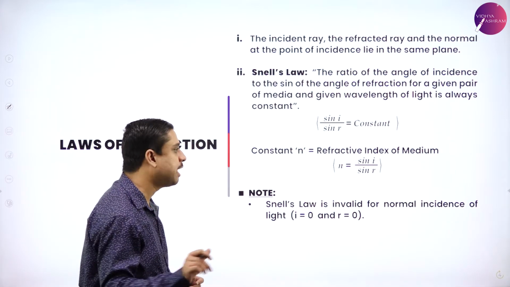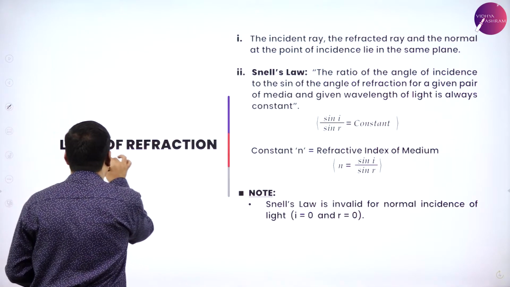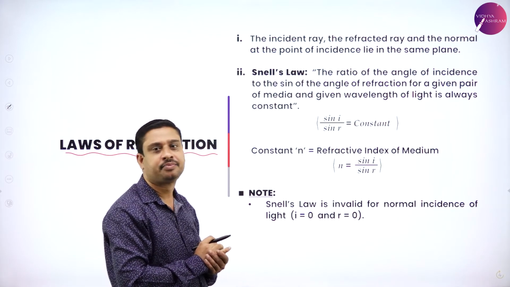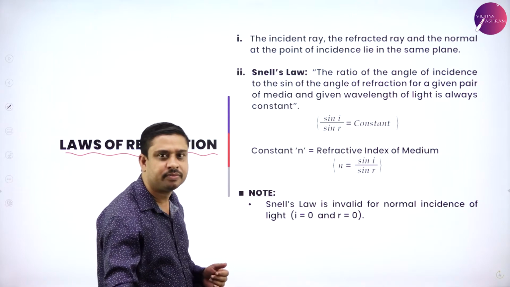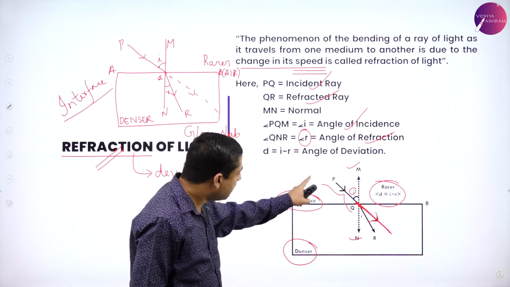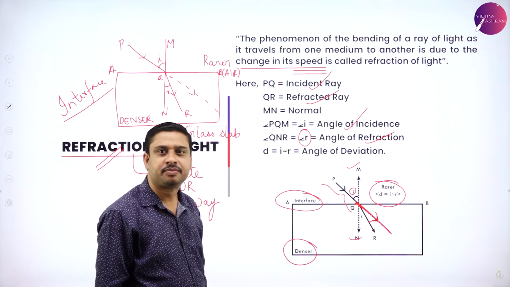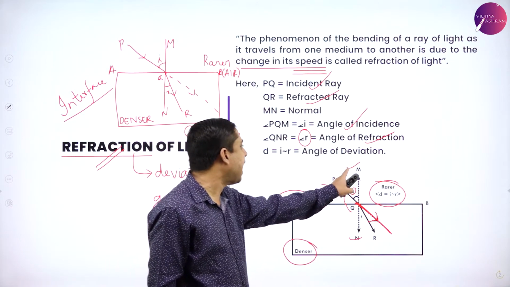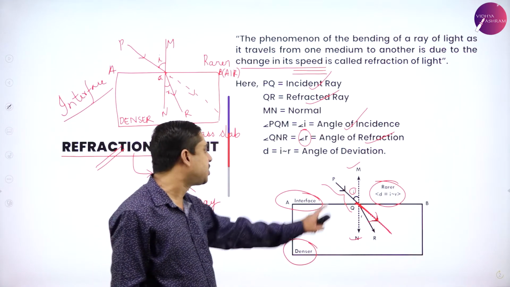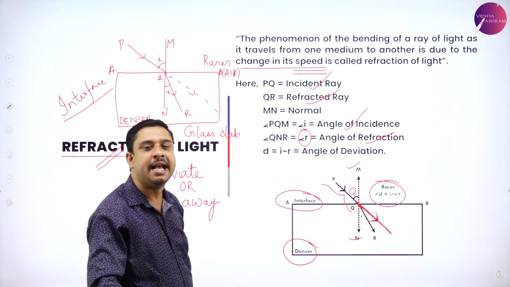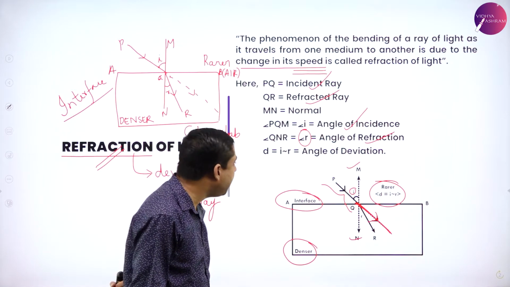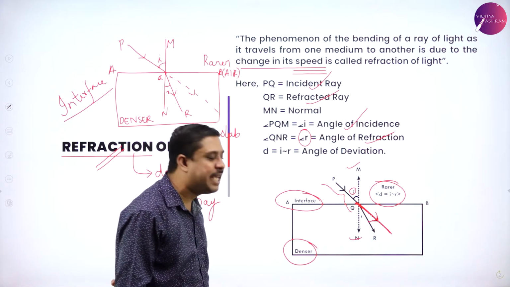Now, this is very important. Something called laws of refraction. The first law. If you observe the diagram, PQ is the incident ray, QR is the refracted ray, and MN is the normal. What can you comment about these three rays?